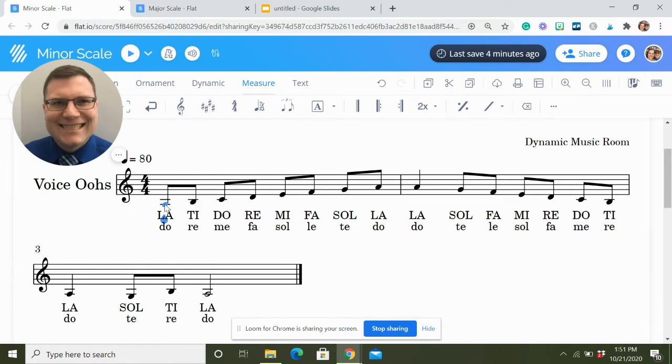La. Ooh, that's kind of low. Oh, well, we're going to go for it. La, and we start on la. We use the same syllables, just starting on la and down from where do is. La, la, ti, do, ti, la, mi, la. Here I go. La, ti, do, re, mi, fa, sol, la, la. So, fa, mi, re, do, ti, la, sol, ti, la.